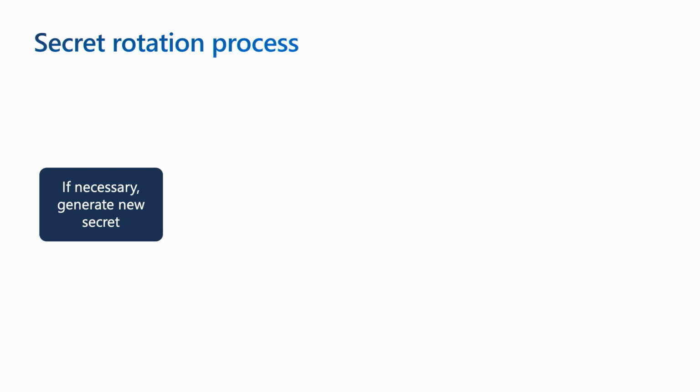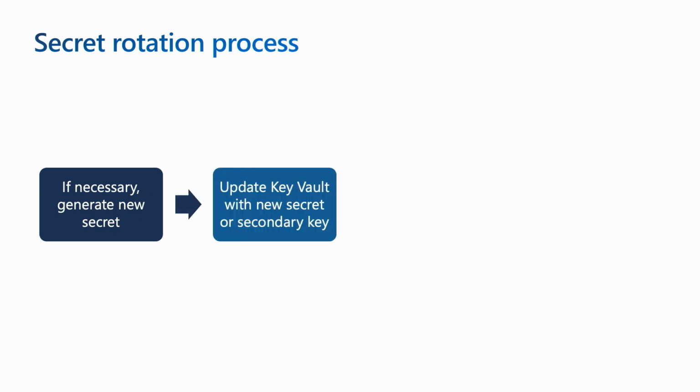So what does that secret rotation process look like? Well, first off, if necessary, we'll have to generate a new secret. Now, why do I say if necessary? Well, a lot of Azure services have a primary key and a secondary key. If we have that, what we can do is update Key Vault with the secondary key and leave the primary key there. However, if we have to generate a brand new secret, we have to update Key Vault with that new secret.